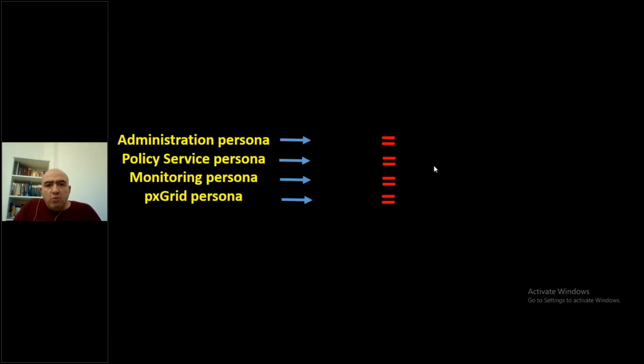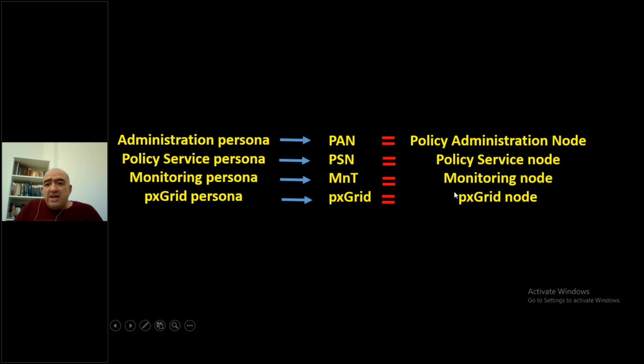So what I have here is administration persona, policy service persona, monitoring persona, pxGrid persona. And sometimes we can call them policy administration node, policy service node, monitoring node, pxGrid node. So these are the acronyms that we are using for each one of these four personas: PAN, PSN, MNT, pxGrid. So you can understand now that you have four groups of services inside ISE.